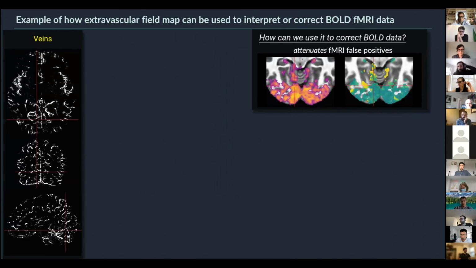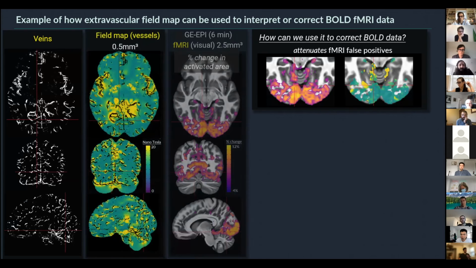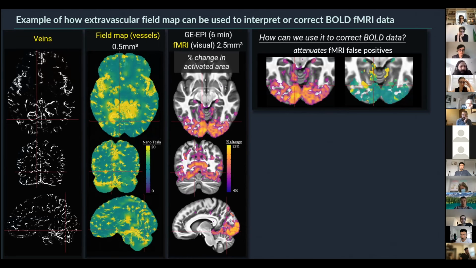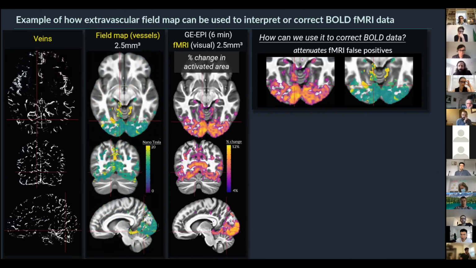So how might we use this extravascular field map to interpret or correct our BOLD data? As a demonstration, here Mike acquired some very simple 2.5 millimeter BOLD fMRI data in response to visual activation. He then downsampled the field offset map and masked it with the BOLD signal so we can compare the two. This highlights regions with large vein biases.